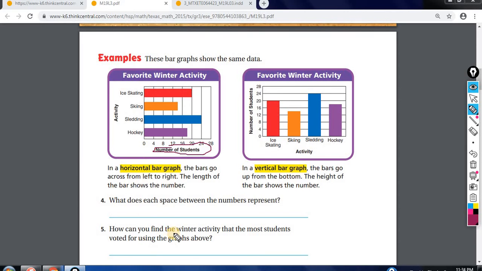How can you find the winter activity that most students voted for using the graphs? So here are the winter activities. How can you find the one that the most students voted for using the graphs above? Doesn't matter which one, it's going to be the same one. Well, you're going to look at the graph, the bar that is the longest, because that's the greatest number, 24. Notice this one's the same, sledding 24. So you will look at the bar that is the longest.